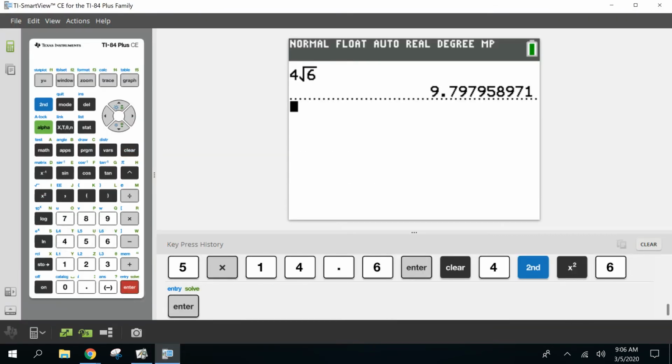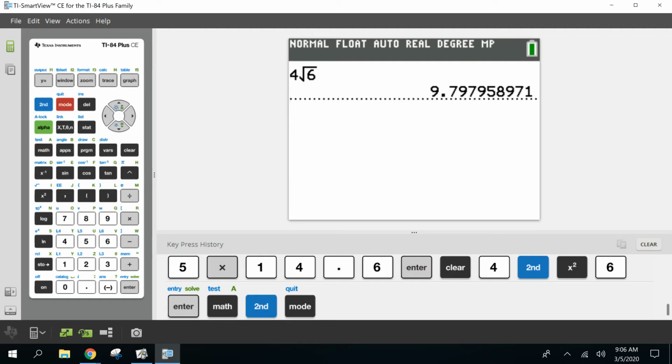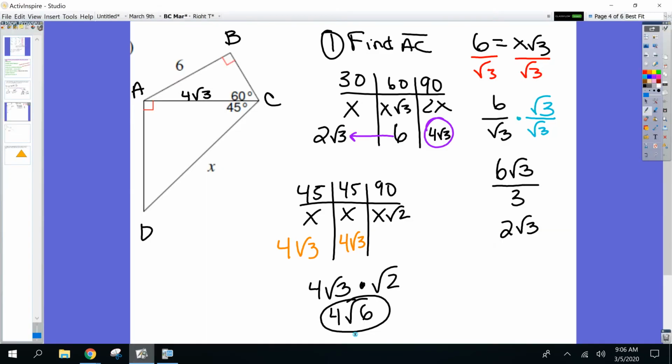And then all of a sudden your calculator is staring you in the face, and you're like, math, change it back. Oh, I don't have a way to change it back to a radical. See what I'm getting at there? Know your rules, because your calculator, sorry, will not turn it into simplest radical form for you. That's what you're going to get, 9.797, and you're not going to answer the question for me. So just a heads up.